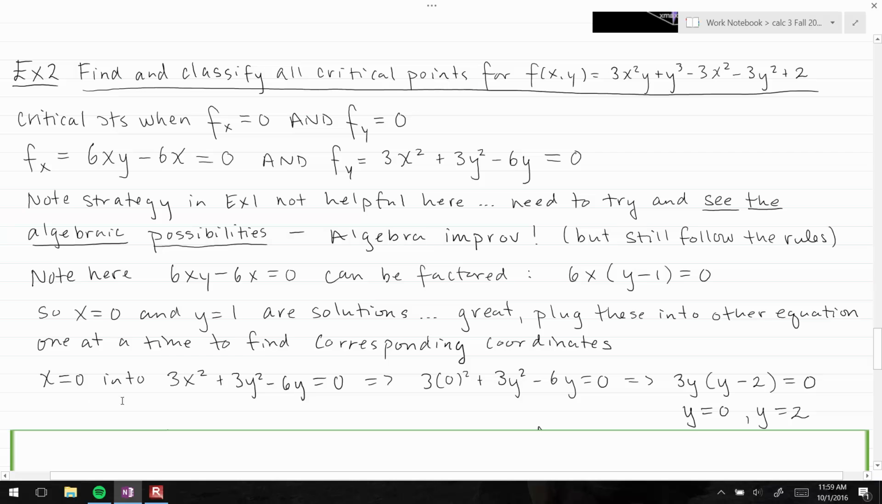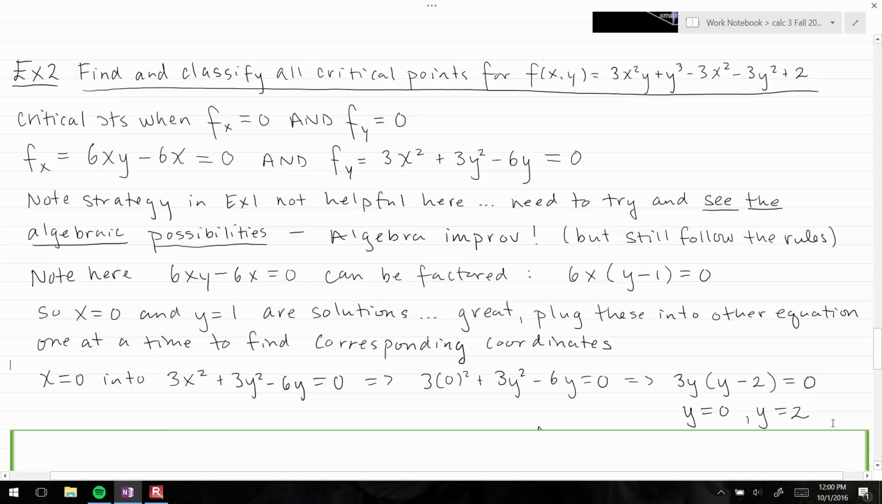So plugging x equals 0 into the other equation, you do that, and then you get something that's just in terms of y. That's nice, and it happens to also be easily factored by taking a 3y out of each of these terms, and then the leftover is the parentheses y minus 2. So from plugging x equals 0 into the other equation, we got corresponding y coordinates of 0 and 2. That got us 2 critical points.